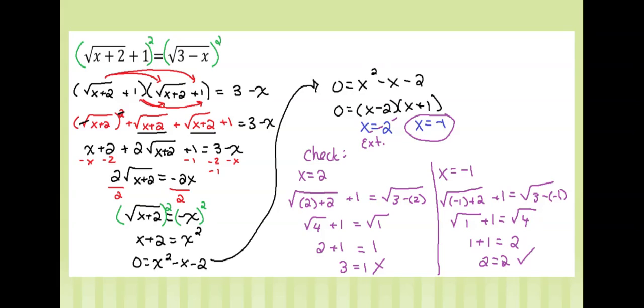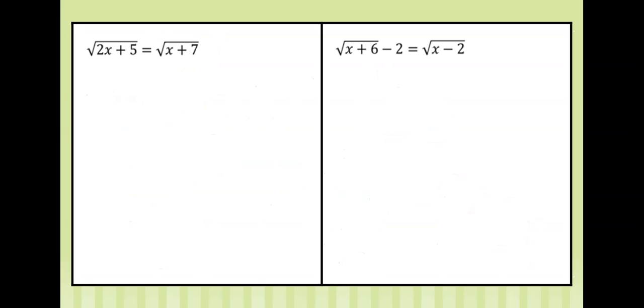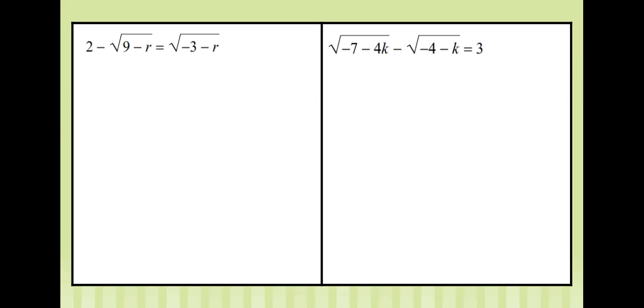When I put the 2 in, the 2 does not work. Clearly does not come out to be the same answer. But when I plug a negative 1 in, that one did work. So 2 is my extraneous solution in this case. And again, we'll walk through, practice a couple of them.